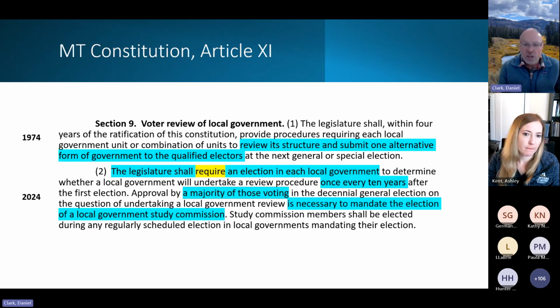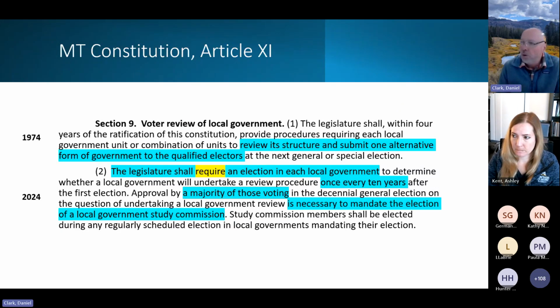But there may be a change in dynamics, change in population, change in technology, whatever it might be, that you're realizing, you know what, maybe we do need to review our form of government and evaluate it for its effectiveness and impact, and look at alternatives and see if we can't find a better way in which we can conduct the people's business by looking at other structures of government and comparing that with our current one.